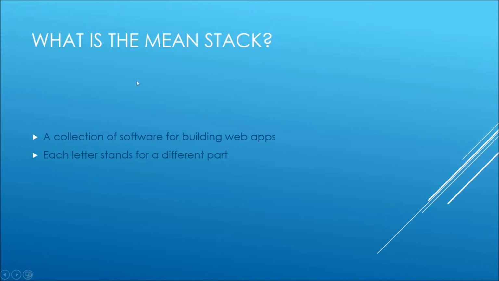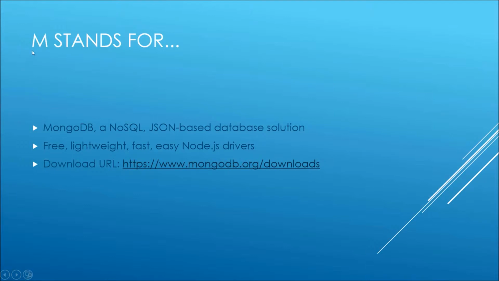Each of the letters in MEAN stands for a different piece of software, a different part. So M stands for one piece of software, E stands for another, A and N also stand for one. Or, they each stand for one. Okay. So M stands for MongoDB.